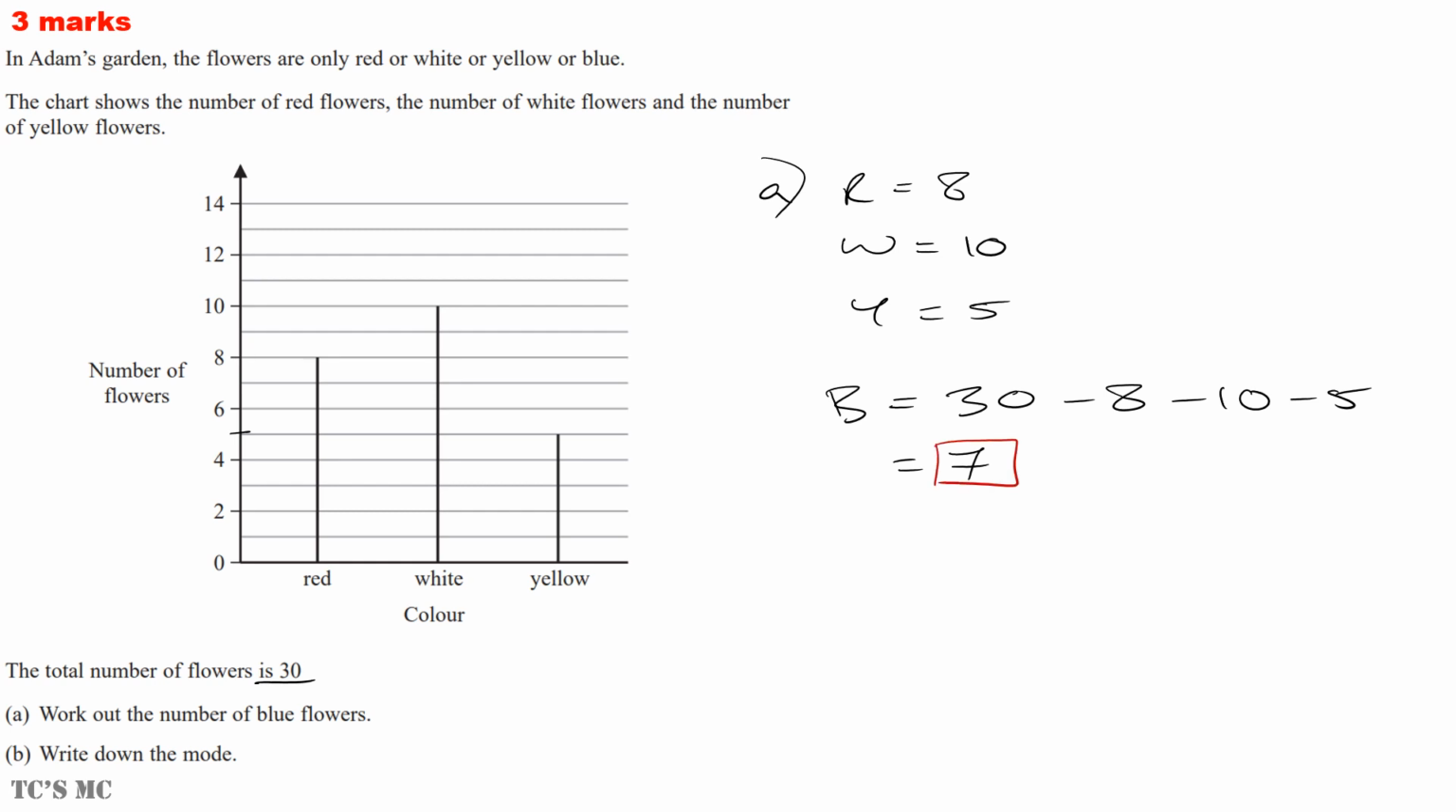Part B, write down the mode. So we need to remember mode is equal to most. And in this case, the most popular colour is white. And that's a 1 mark question. You just need to write white.